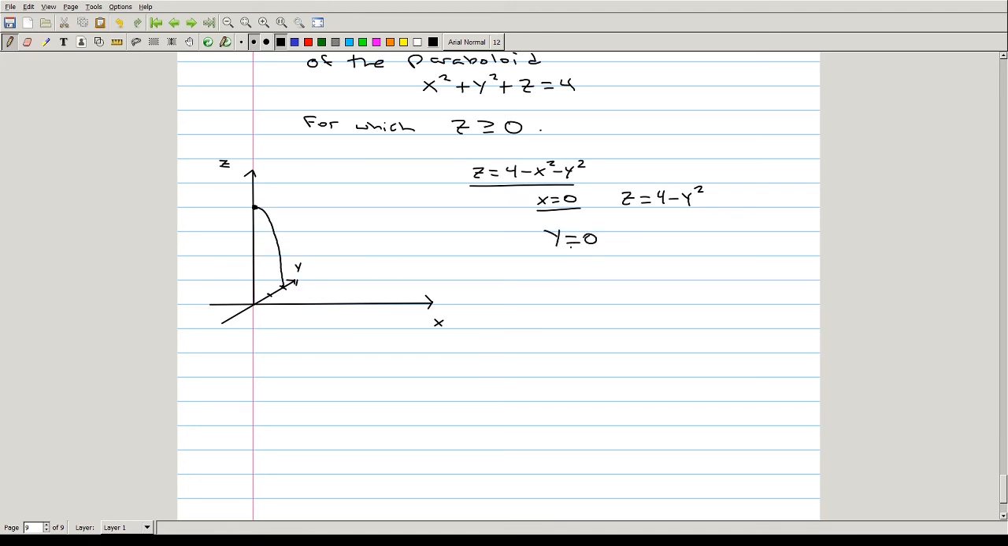And likewise, when y equals 0, we get the equation z is equal to 4 minus x squared, which again, we go over 2 in the x direction. When x is equal to 0, it's up here at z equals 4, and it stretches down to this point right here at x is equal to 2. And lastly, if you consider this function at z equals 0, you get the equation 0 is equal to 4 minus x squared minus y squared, or x squared plus y squared is equal to 4, which is a circle of radius 2.